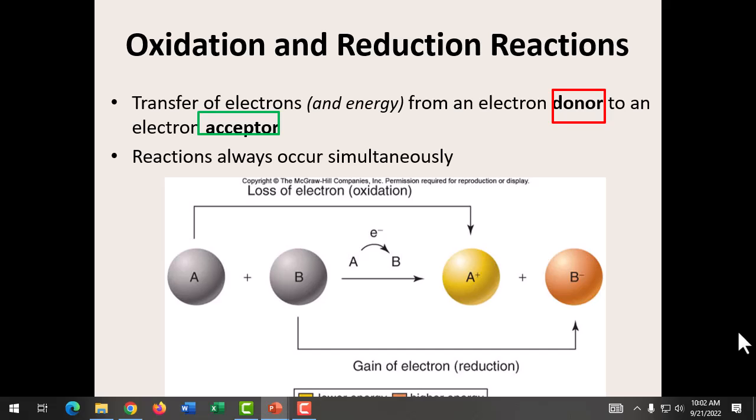Now my way, I didn't come up with it, but it's of remembering which process loses and which process gains, is if you can remember the acronym OIL RIG, you know, where they drill for oil. Oil: oxidation is loss. Rig: reduction is gain.